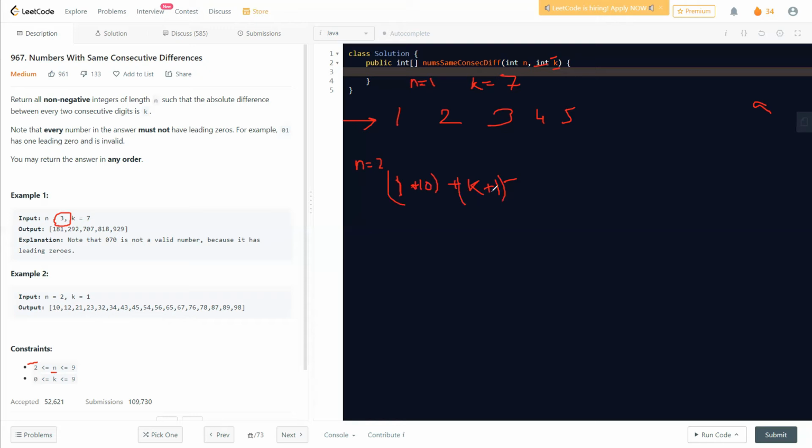Okay. Why k plus our current value? This 1 is not k plus 1, rather k plus our current value. So if our current value is something like x, then k plus x will be our value over here.